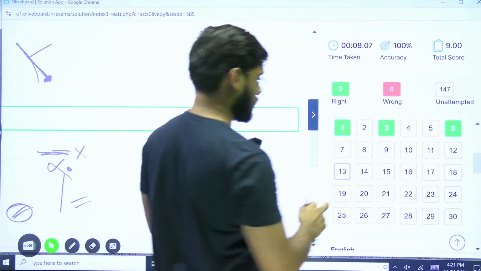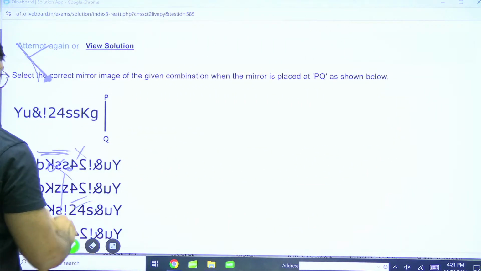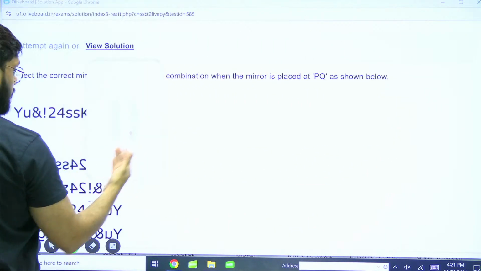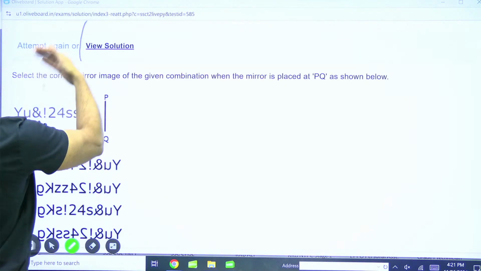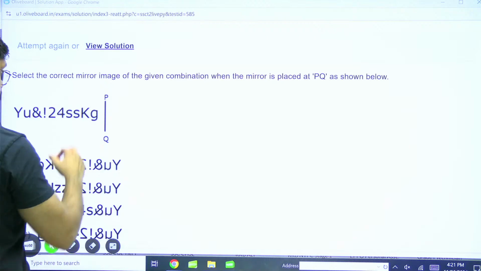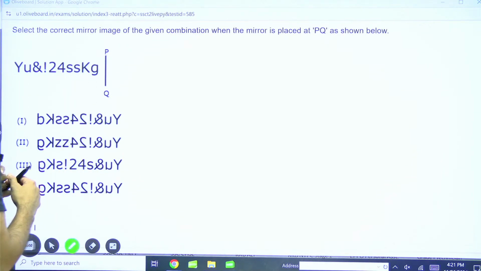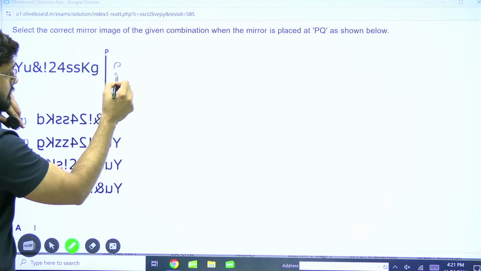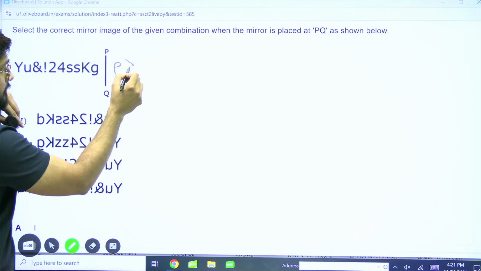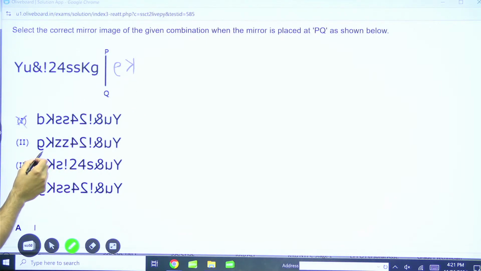14th question now. We need to find the mirror image. So when we make the mirror image, the G will make an image like this, K will make an image like this. The answer should start with G and K. So 1 is wrong. 2 can be right, 3 and 4 can be right.